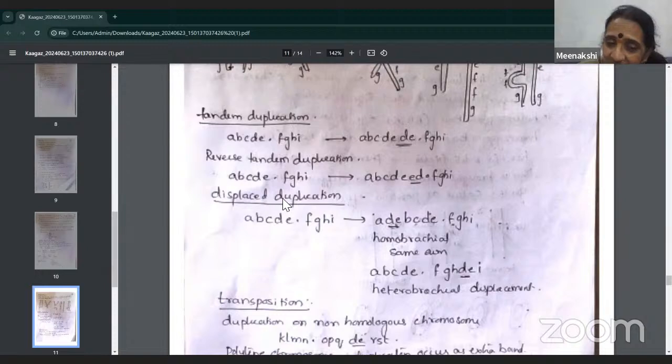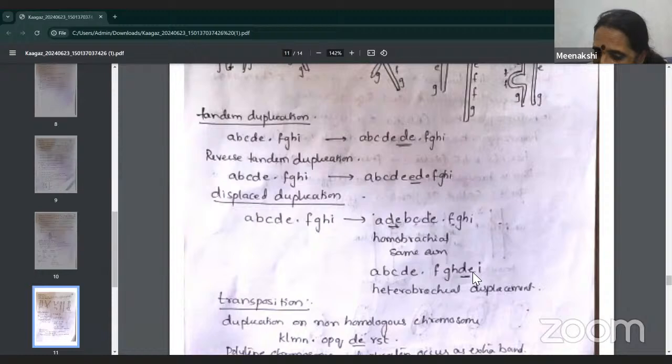Then coming to the next one, displaced duplication. Displaced, it is being displaced from one position to another position. Say again, EF, we are talking about the duplication, that is displacement that is occurring in this particular. So this is a centromere and this is a long arm, this is a short arm. So in the same arm, suppose the duplication is occurring here. A, D, E, B, C. B, C, D, E. D, E is after A. Duplication has occurred here. So instead of A, B, C, D, E, we are getting A, D, E, B, C, D, E and FG. So this is called as homobrachial duplication. It is occurring in the same arm.